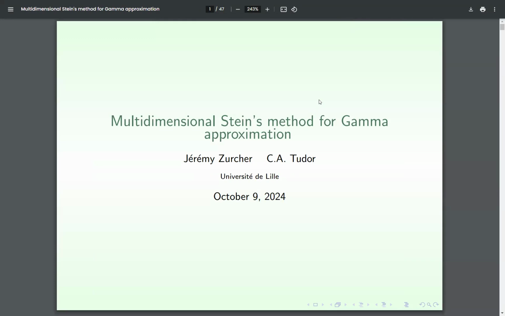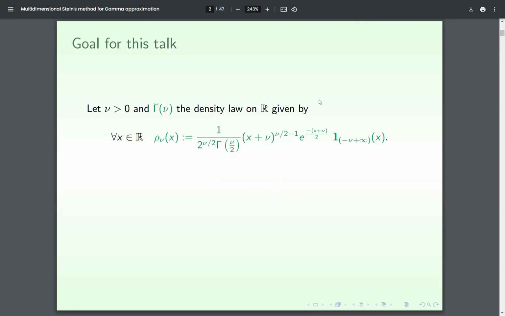First, thank you for the invitation, and thank you for letting me explain what we did with Ciprian. This is the second part of the talk. With Ciprian, we saw a method to compare the Gaussian distribution with other random variables and how to apply it to show some asymptotic independence. We will do the same where the target law is the gamma law. The gamma law will be the centered gamma law.